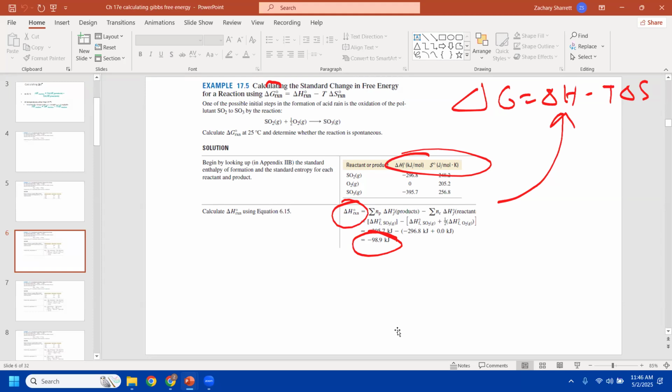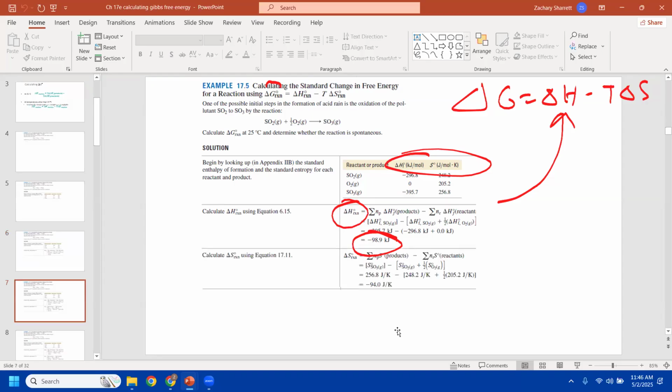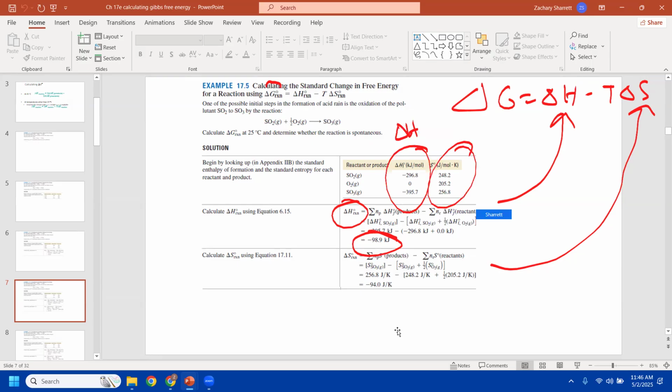That would be an exothermic reaction, right? Now we have to find delta S, and we would look up the delta S of all of these things. So that's what this table is. This table has the delta H's over here, and these are the S's. So we would do the same thing using the S's to calculate what the entropy of this is. And this reaction has a negative entropy.